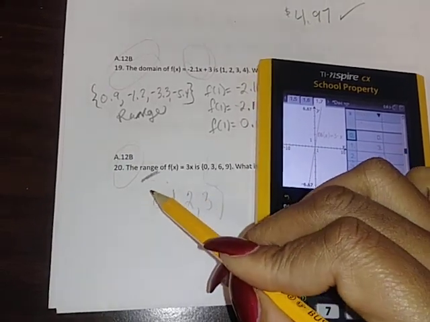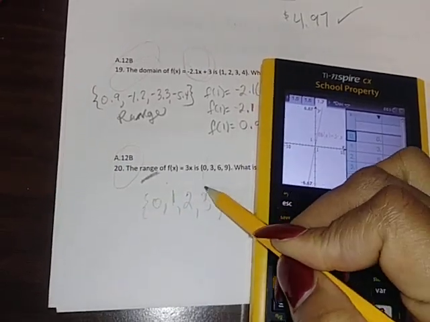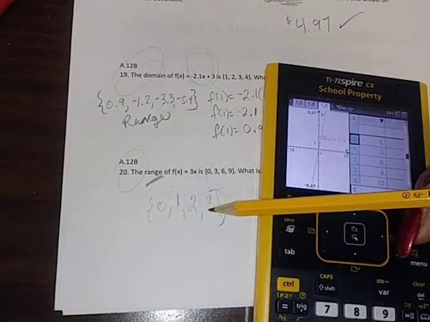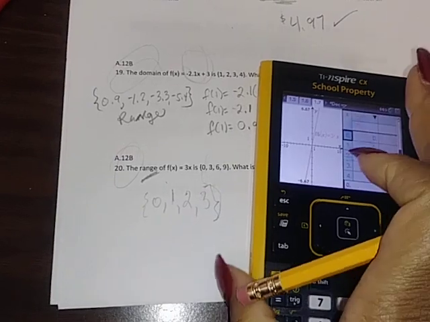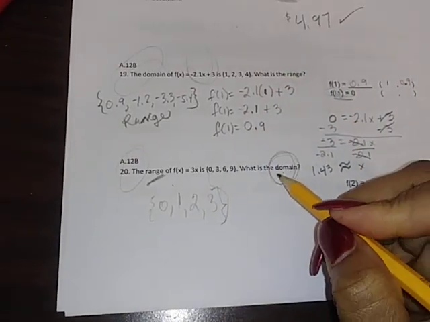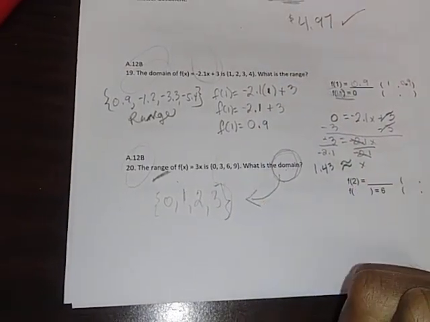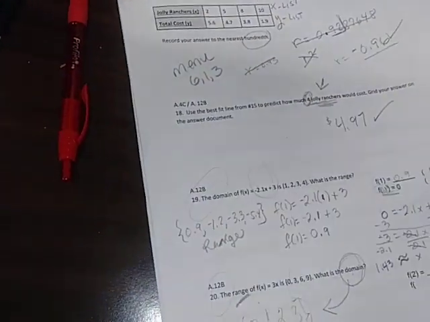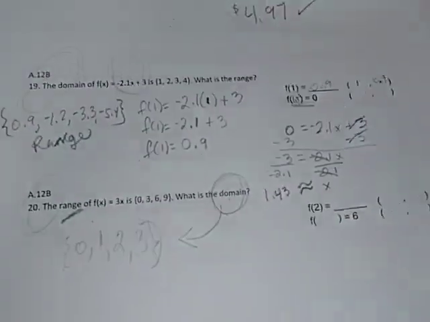So this right here, hold on. Look at me just writing all messy. That represents my domain, my x values. So, domain. Good job. Okay, we've done this already. Oh, I forgot about this.